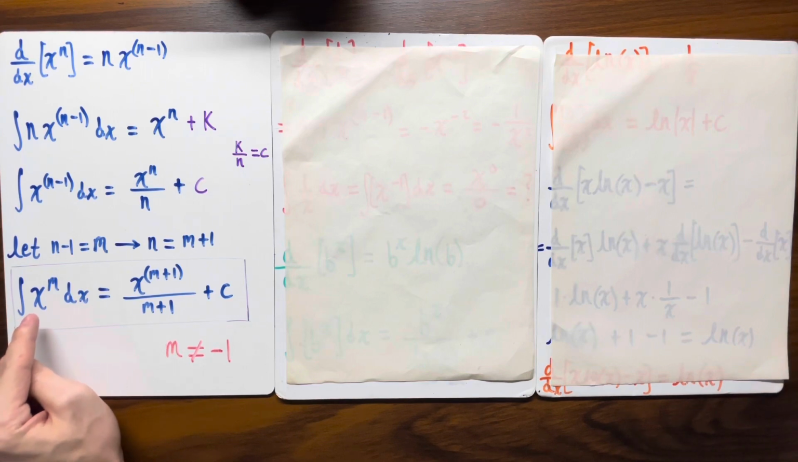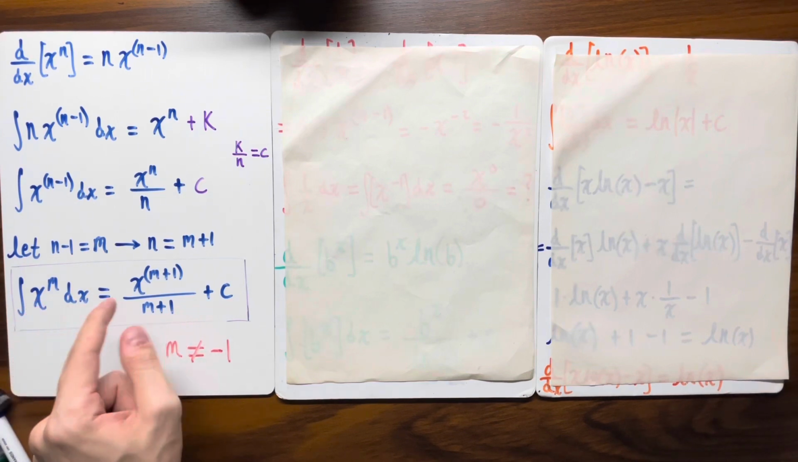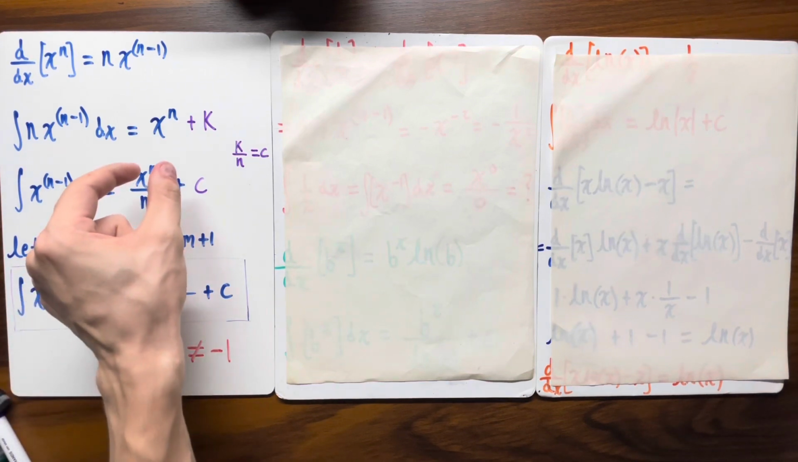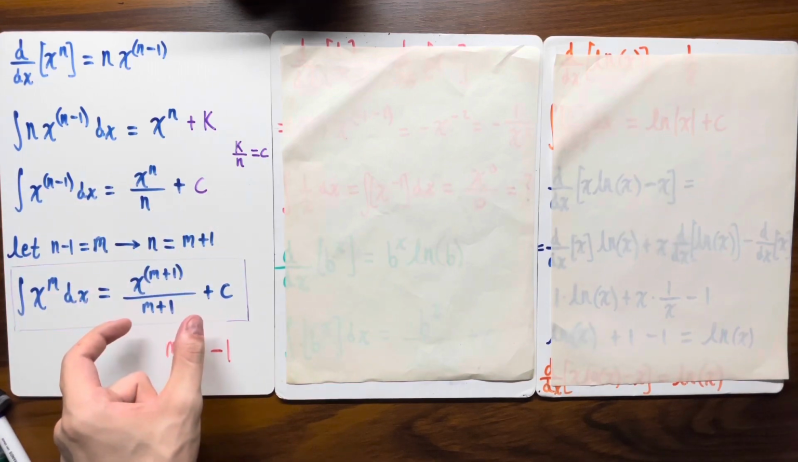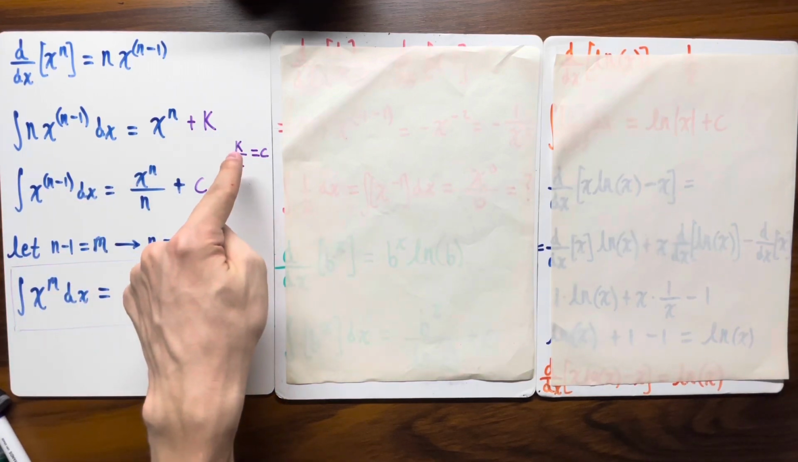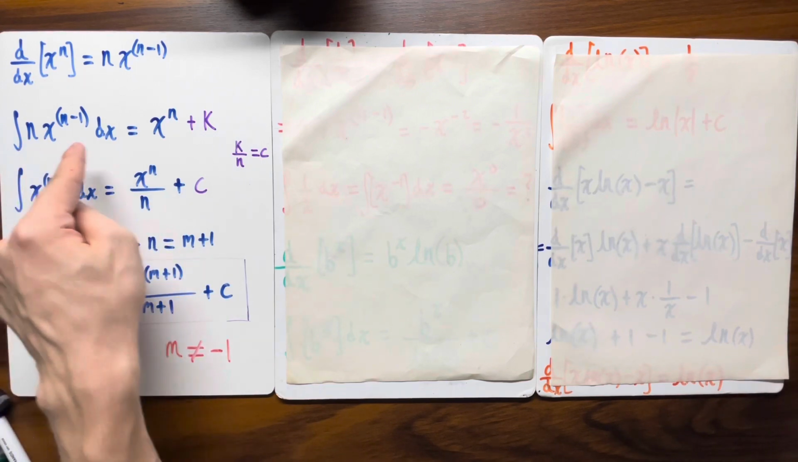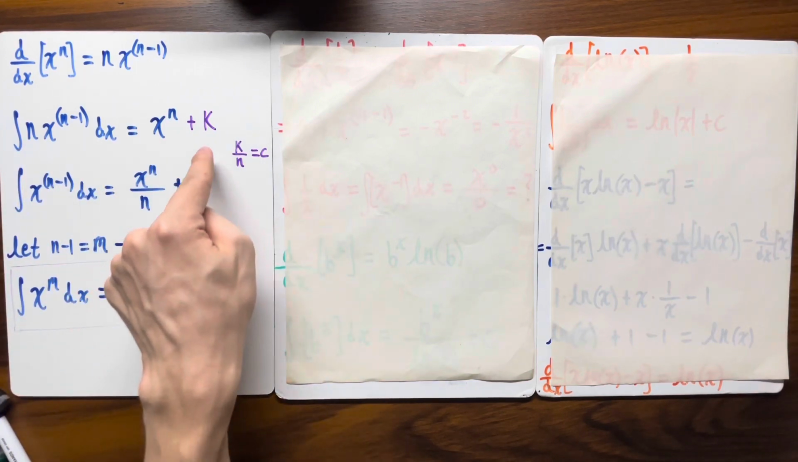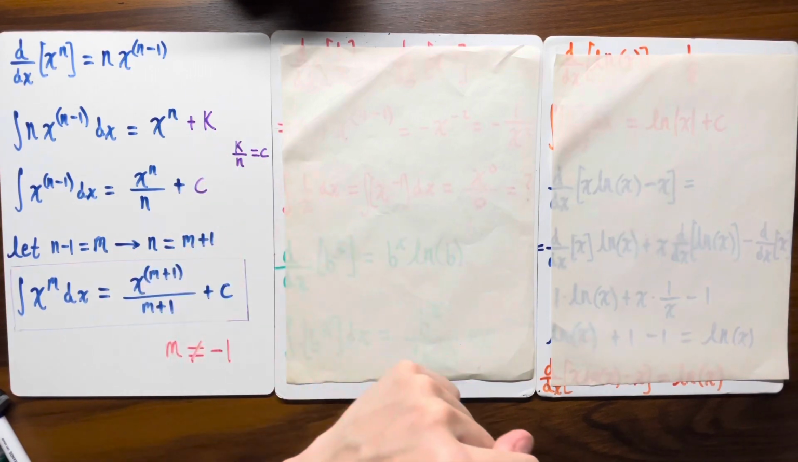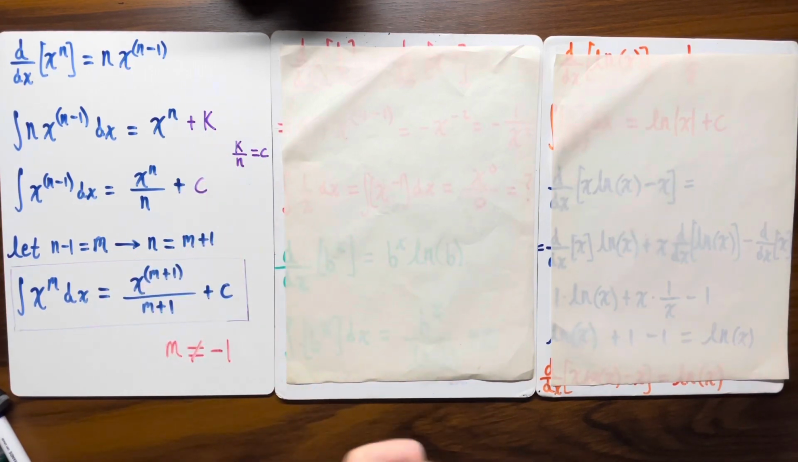The integral of x to the m is equal to x to the m plus 1, because that was n, divided by n, which was n plus 1. And here, we had to divide by n. So when we divided by n on both sides of this equation, we divided k by n as well. We can call that another constant c. And of course, notice m cannot equal negative 1.